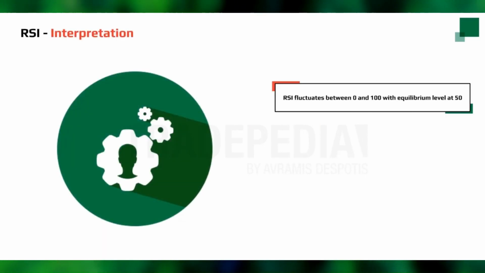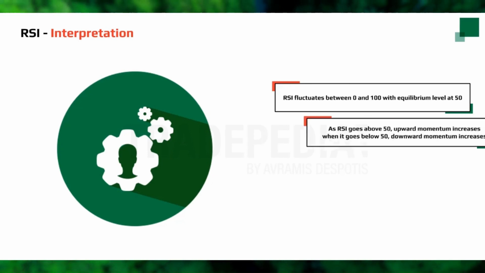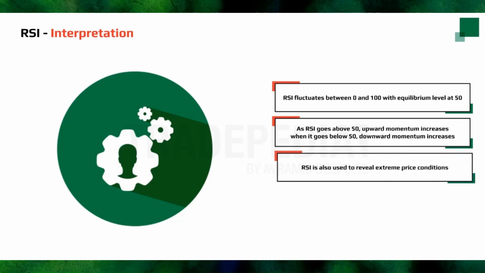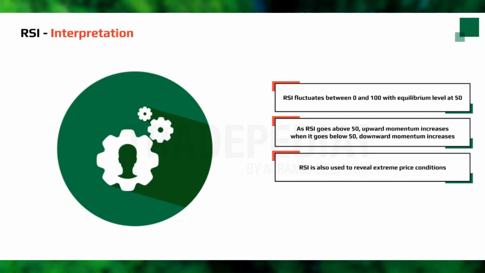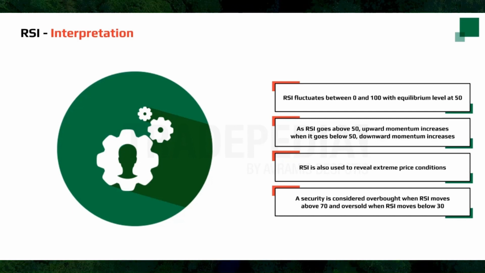RSI fluctuates between 0 and 100 with its equilibrium level at 50. As RSI goes above 50, upward momentum increases. When it goes below 50, downward momentum increases. RSI is also used to reveal extreme price conditions. A security is considered overbought when RSI moves above 70, and oversold when RSI moves below 30.